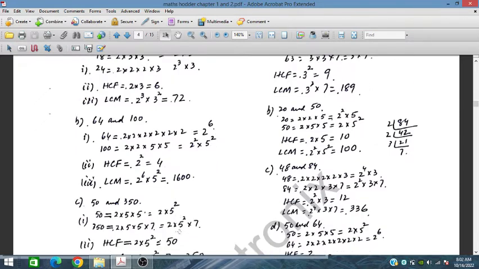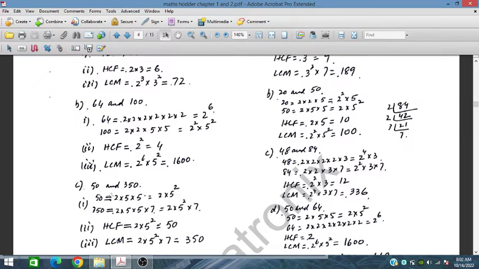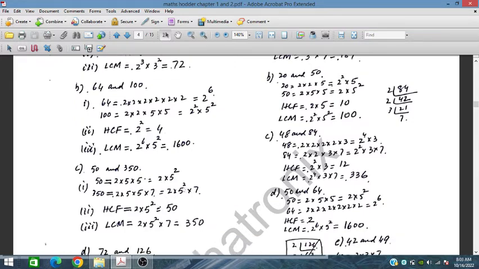Similarly, for 350 and 50, 50 is 2 into 5 power 2, and for 350 we have 2 into 5 power 2 into 7. So we have common 2 into 5 power 2. Here we can see that HCF is 2 into 5 power 2 in both. So this is 25, and into 2 is 50. And for LCM, we can see this is 2 into 5 power 2 into 7. So this is LCM.